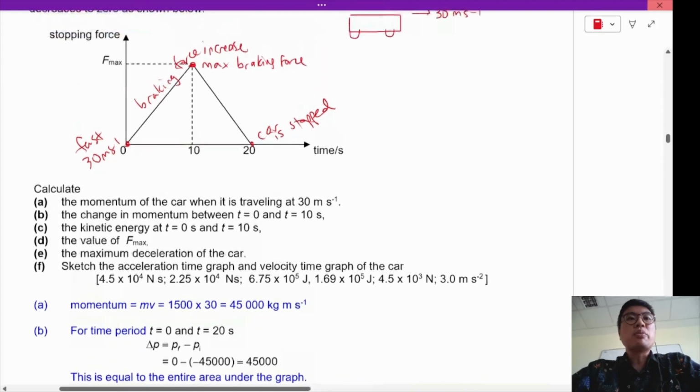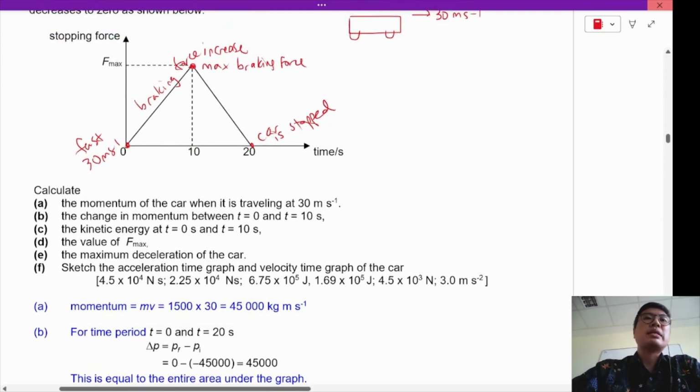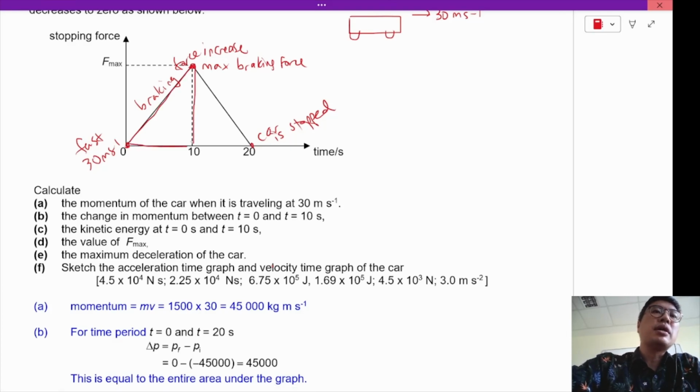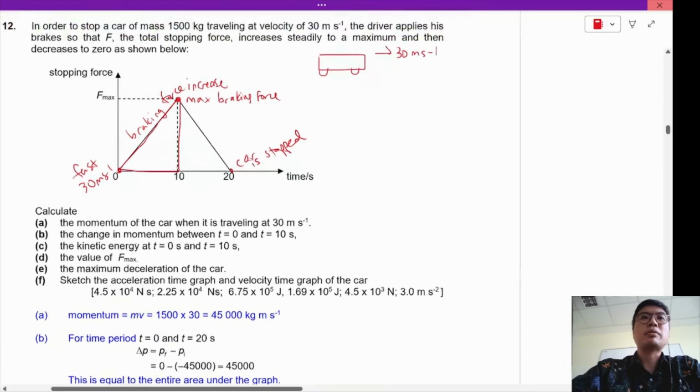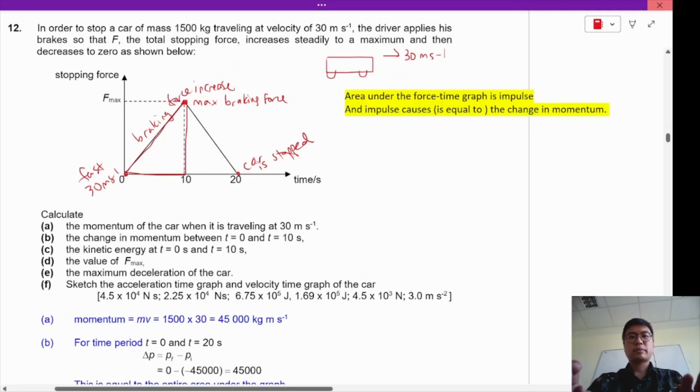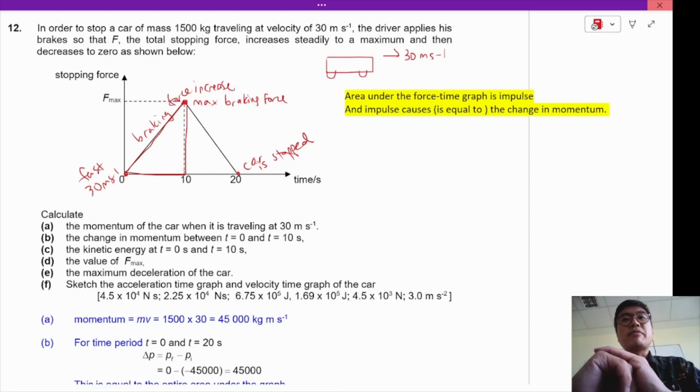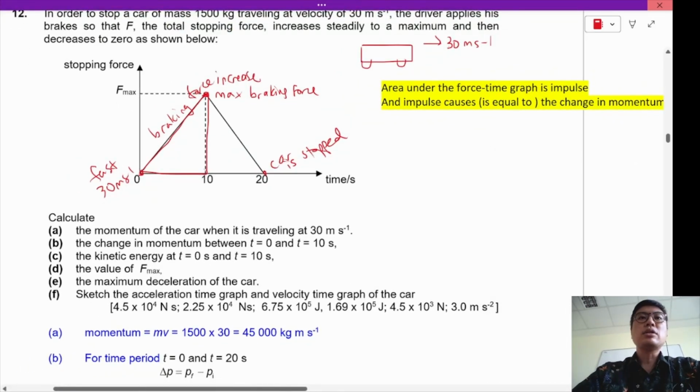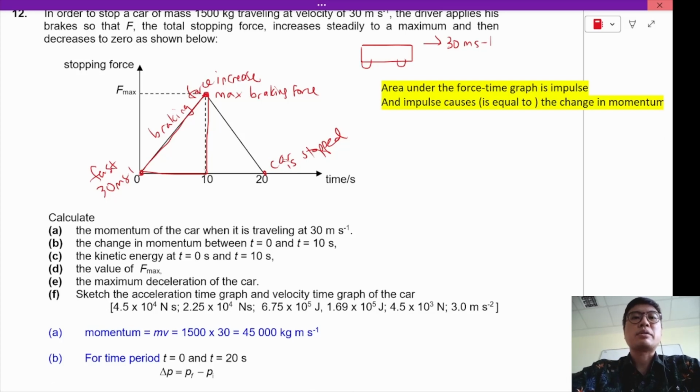Now what is the change in momentum between t equals 0 and t equals 10? The concept for this question is that the area under the graph is the impulse, and the impulse is the change in momentum. So once again, the area under the force-time graph is impulse, and impulse causes a change in the momentum. The initial momentum of the car is 45,000 kilogram meters per second.